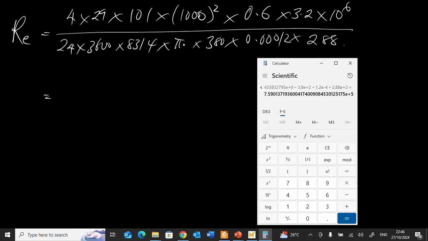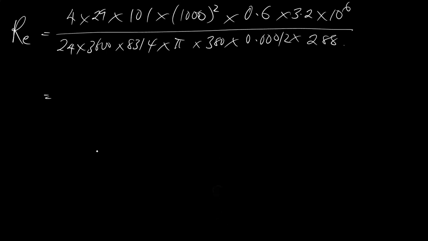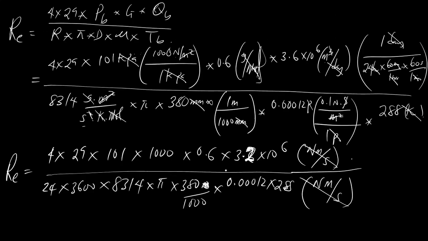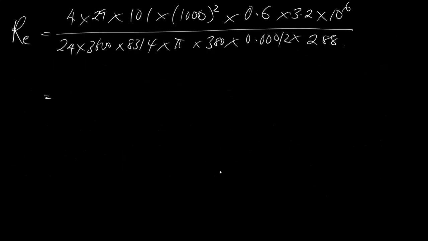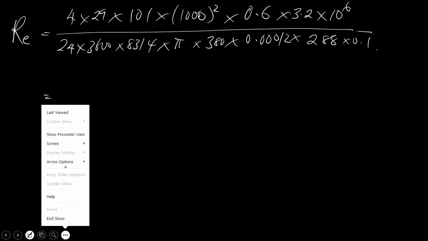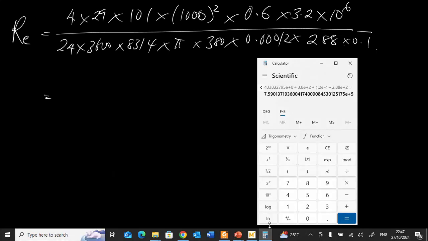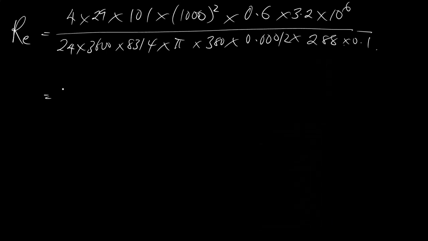Okay, there is an omission here. Let's see. I omitted 0.1. Let's times 0.1. So I omitted it, it was 0.1. So the value we got on the calculator, I need to divide it by 0.1. So we have 7.59 times 10 raised to the power 6. So this is our final answer. Thank you for watching to the end. Have a nice day.